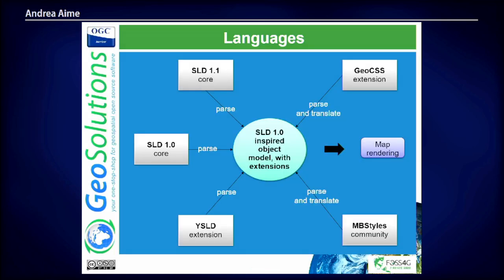So, first of all, in GeoServer, we don't have a single styling language. We have a pluggable extension point that allows us to implement support for multiple styling languages in GeoServer. At the core stands an SLD 1.0 inspired object model that is an in-memory representation of the styles. And then we can parse from XML, SLD 1.0 and 1.1, but we also support a CSS-derived language called GeoCSS, a JSON-based language, which is Mapbox Styles, and a YAML-based language, which is YSLD.